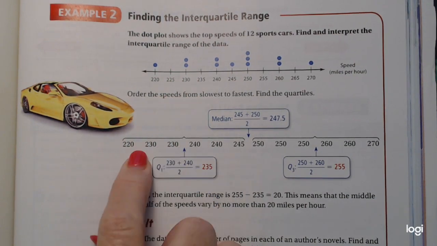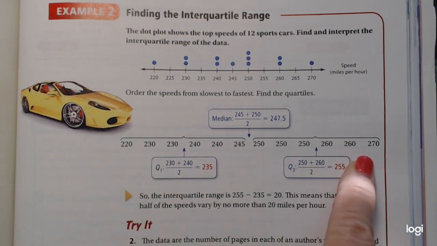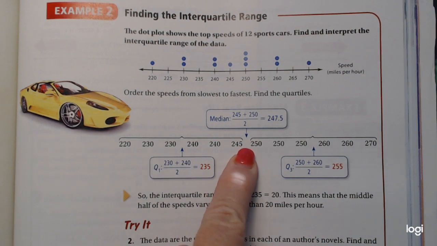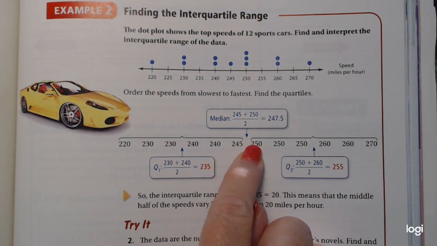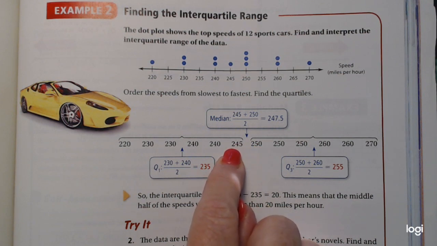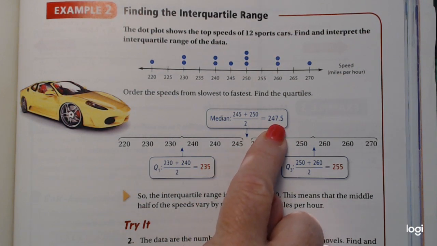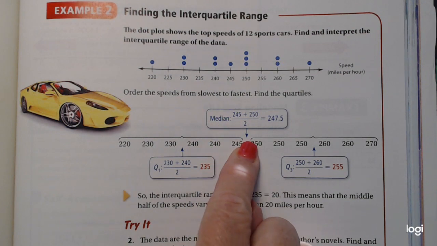Notice that there's 230s. Put them in order. We found the median. Well, we know how to do that. You have to find the middle. Well, because these 2 numbers were in the middle, we had to find the in between 245 and 250. We add them together, divided by 2. We found out that's our median.